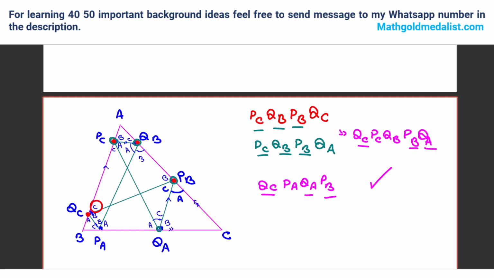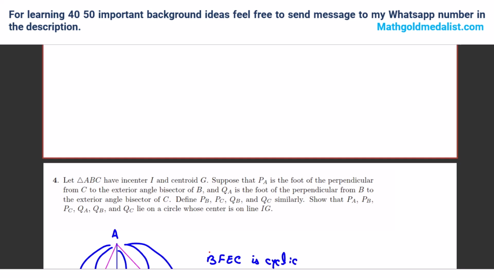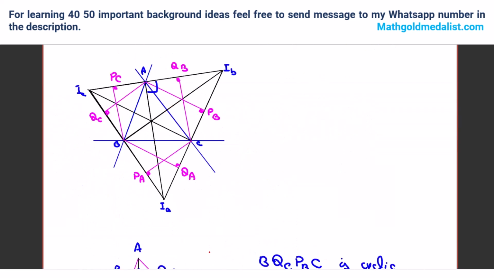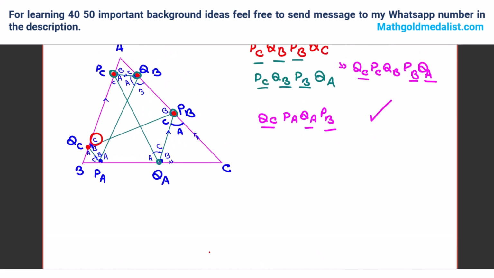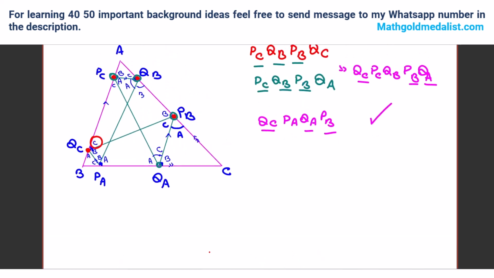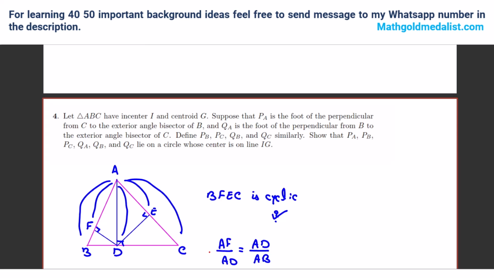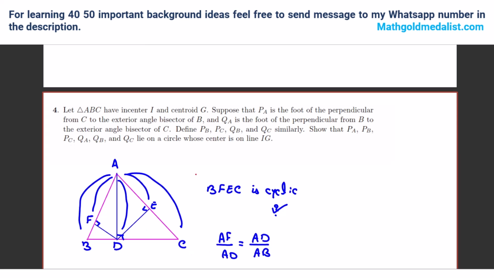Yeah. Okay, last session we were working on this problem, remember? Okay, so step by step we proved that this hexagon is cyclic, right? Then the problem says prove that the center of this circle is on line IG, right?